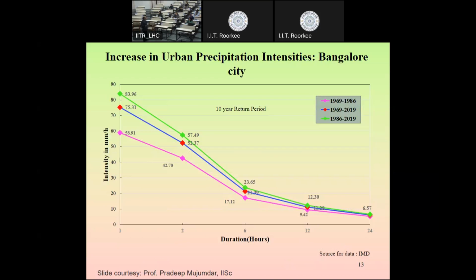And why these are changing? One reason could be climate change. As the global warming is taking place, rainfall intensities are increasing, और इसमें एक और रीजन हो सकता है अर्बनाइजेशन, इसको भी कवर करेंगे. But this is about the changes in rainfall intensities as reflected in the observed data.